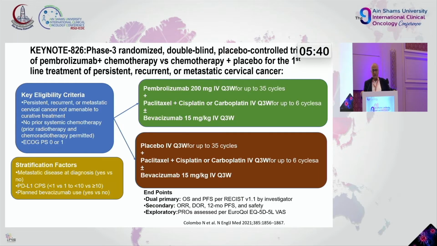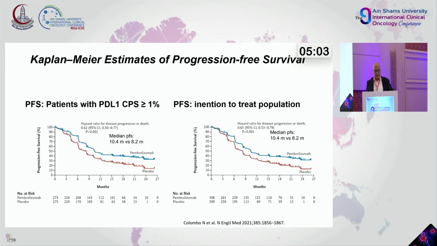Then we come to the first line, and we have the Keynote 826 study, which compared Pembro plus chemotherapy versus chemotherapy and placebo. In this study, they added Pembro to paclitaxel and cisplatin or carboplatin, plus or minus Beva. Beva was not mandatory in this study. The comparator was paclitaxel, carboplatin or cisplatin, plus or minus Beva, and placebo. This is the first line. These patients should have received no prior systemic therapy for the metastatic case.